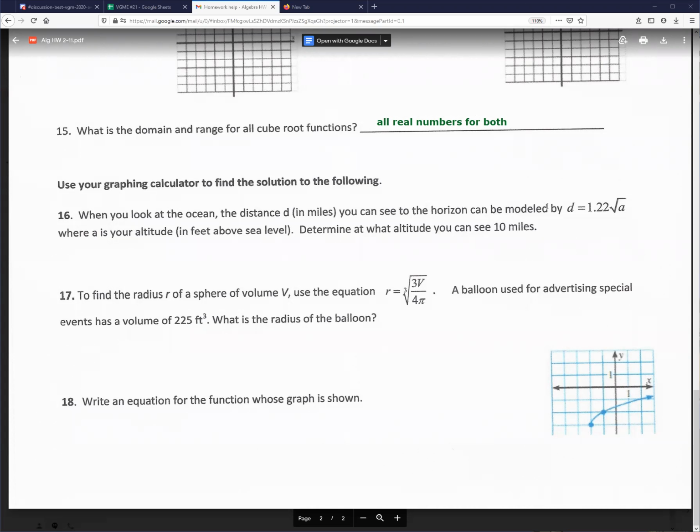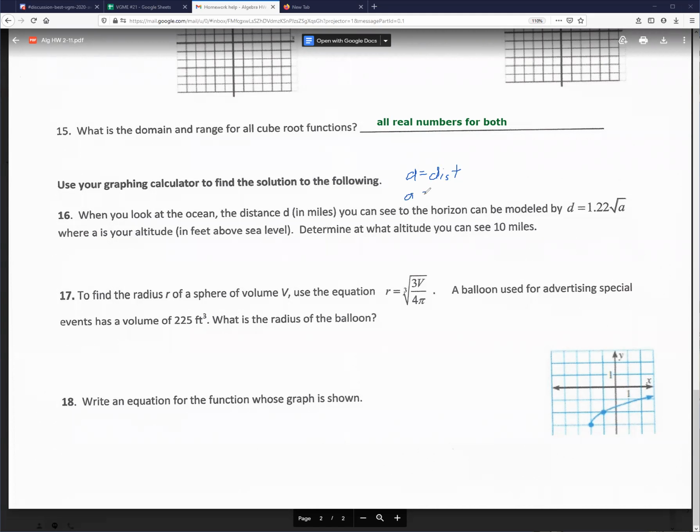All right, so now 16, when you look at the ocean, the distance you can see to the horizon can be modeled by this formula, where A is your altitude. Determine at what altitude you can see 10 miles. All right, so I could do a whole bunch of things about interpreting this graph, but I don't think that's really necessary.